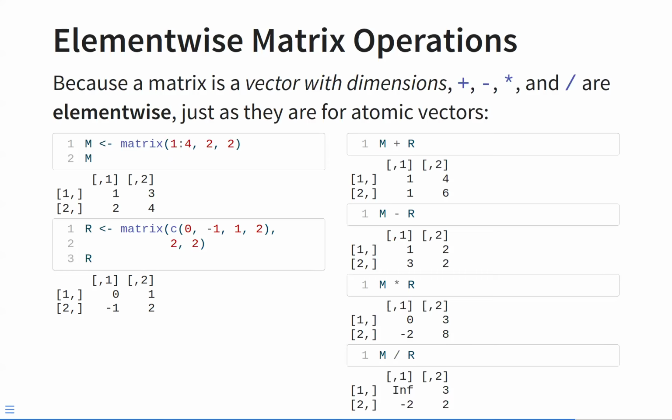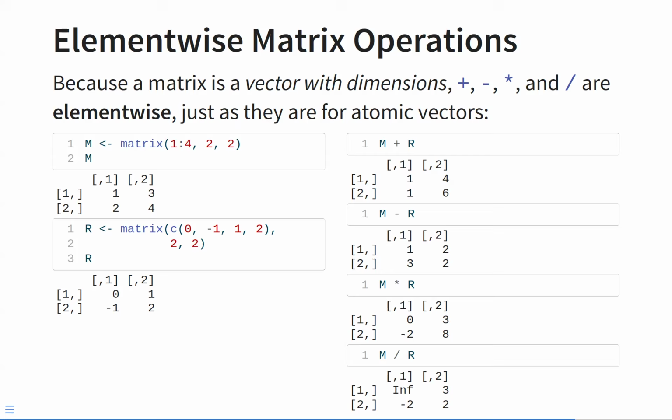All right. Now we're ready to start doing a little bit of math with matrices. So again, a matrix is just a vector with dimensions. That means that addition, subtraction, multiplication, and division are all element-wise, just as they are for atomic vectors. So if I have a matrix M, which I construct as follows, and a matrix R, which I construct as follows, both on the left-hand side of the slide, I can add them together on the top right-hand side of the slide, M plus R. I can subtract them, M minus R. I can multiply them, and I can divide them.